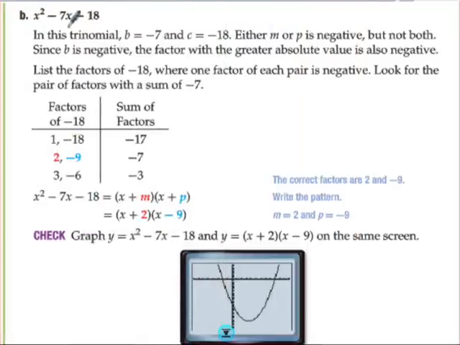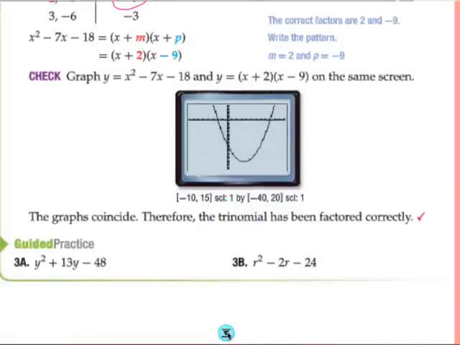Here we have x squared minus 7x minus 18, and these are our choices. Here the negative sign is actually bigger. When this is subtraction, the negative sign is going to be the larger number. So 2 times negative 9 makes negative 18, and 2 plus negative 9 is how we get our negative 7. Again, you can graph those to check your answer.